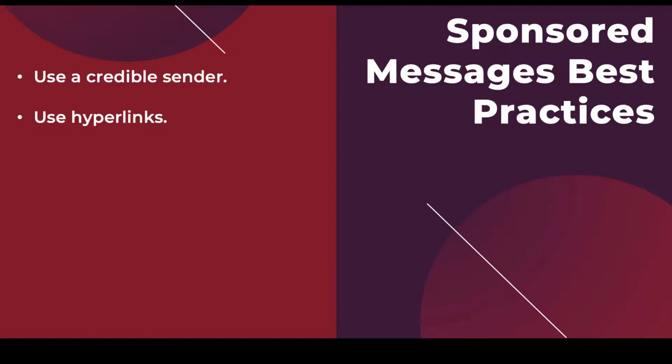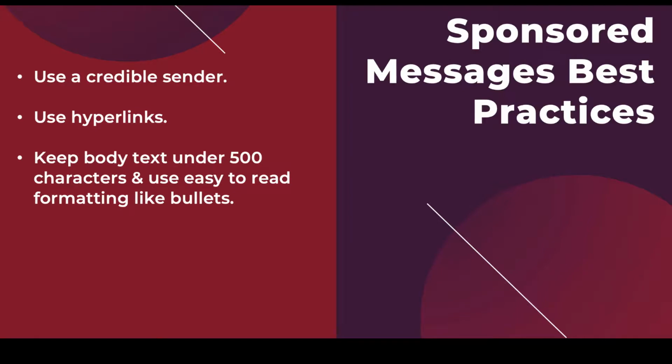So make sure that you're using hyperlinks in your messages, and keep your body text under 500 characters, as well as making it easy to read. Nobody wants to read big blocks of text. That's part of the reason that most blog posts you see have effectively one sentence per paragraph almost. Use bullet points, use short segments of text to help make it easier to read, almost skimmable, so people can get to the information that they want in a quick manner.